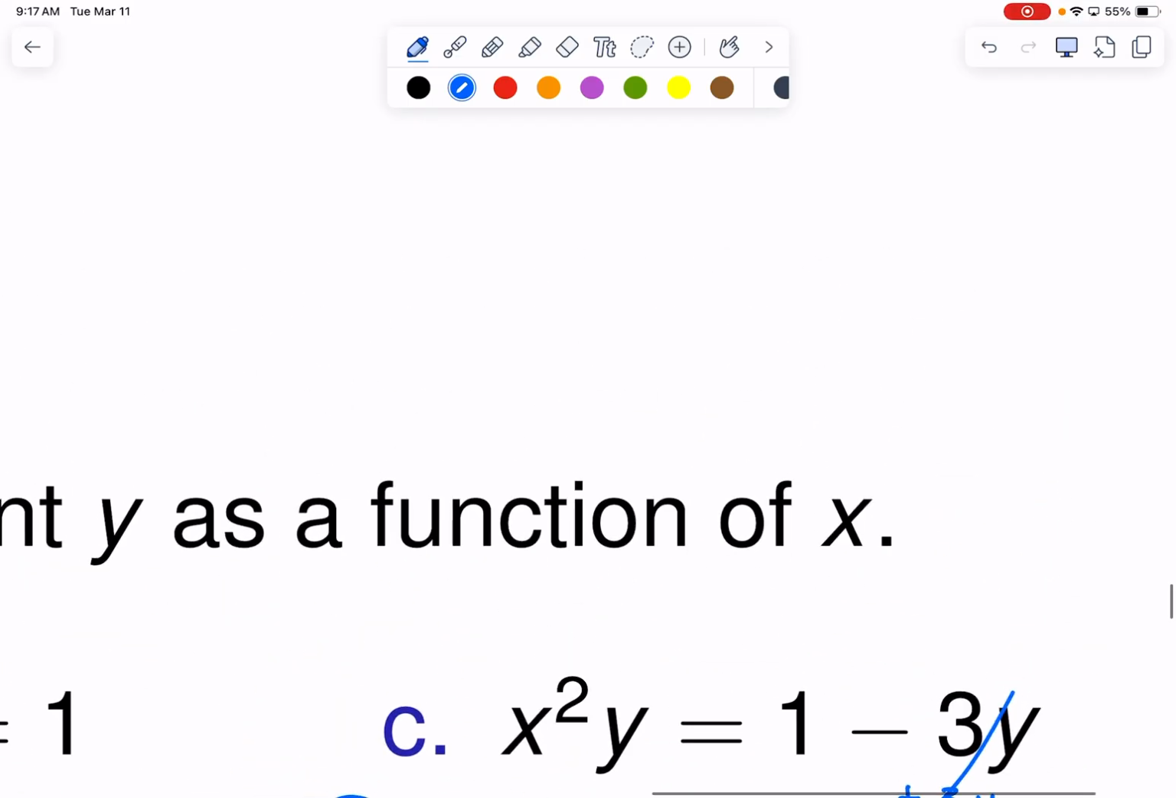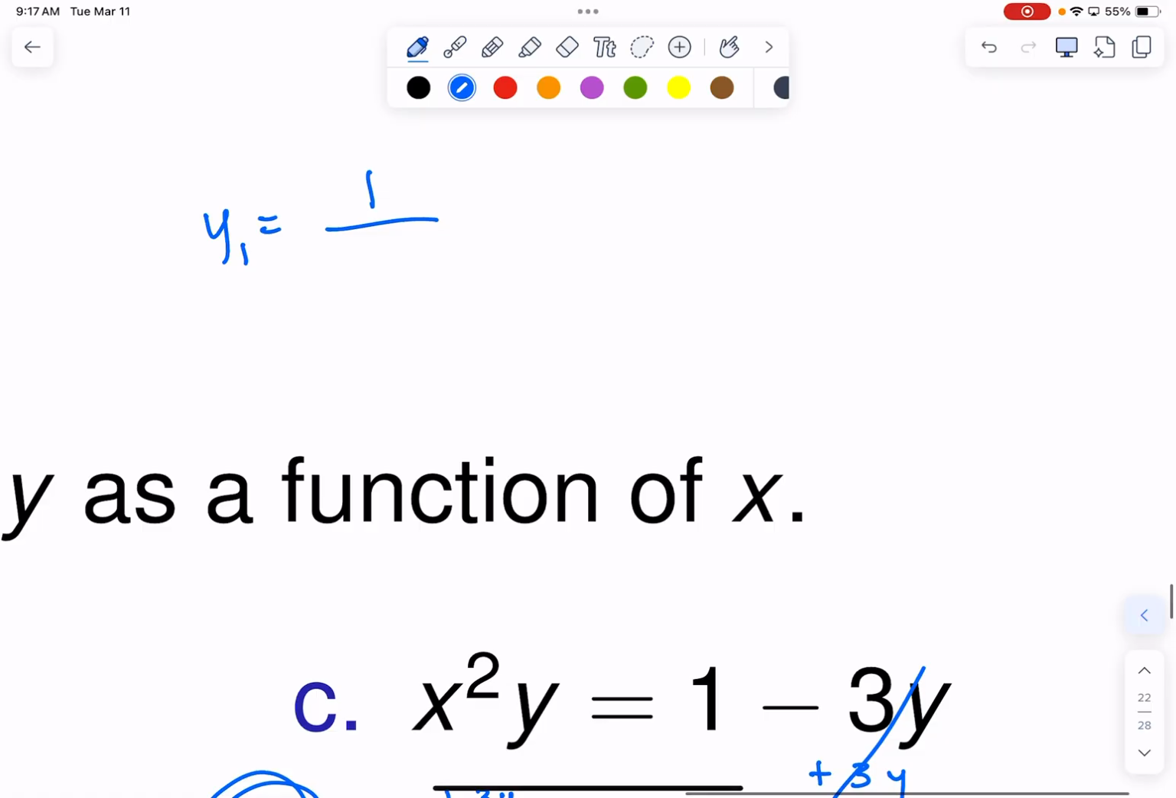There's 2 ways to type it in. You can use the alpha x and you actually get 1 over, what was it, x squared plus 3? Now, if you don't use the alpha x, you'd have to use parentheses. You'd have to go 1, then a slash, then parentheses x squared plus 3 if you do not use alpha x.